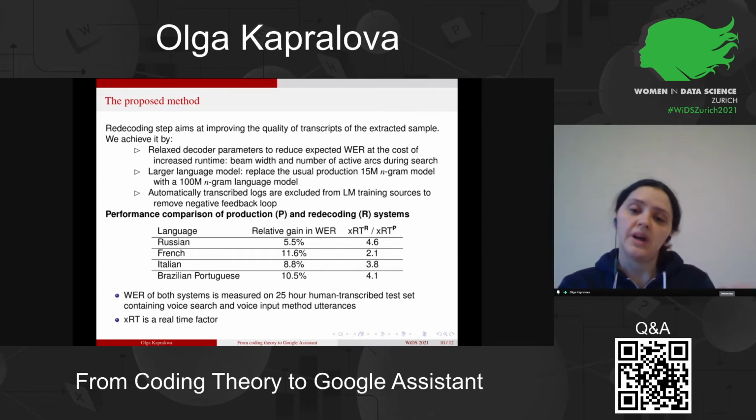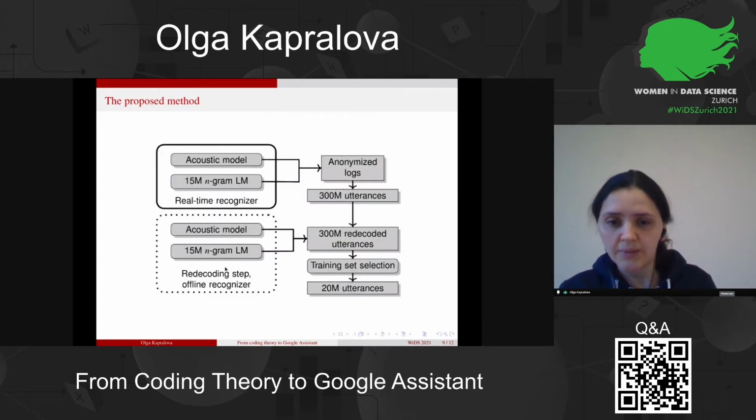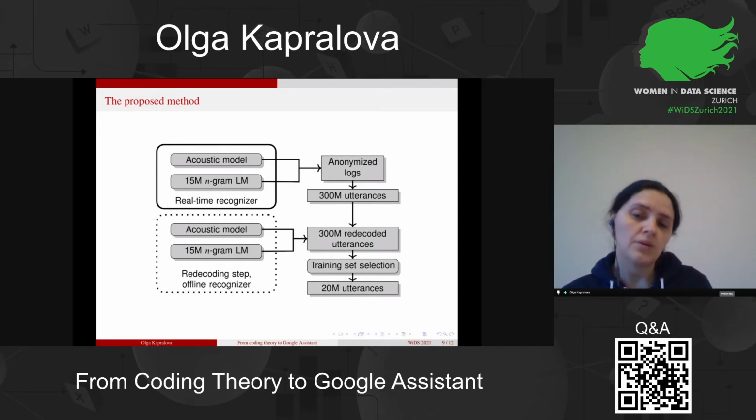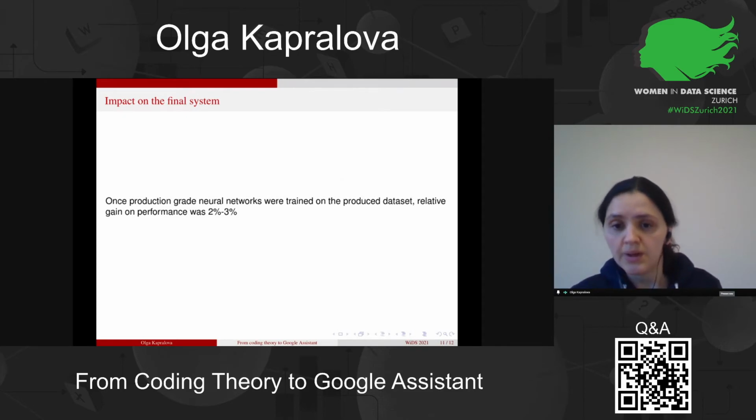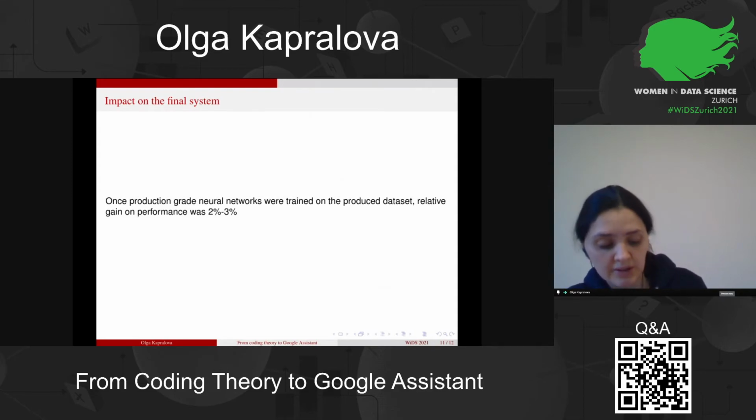But to recap, I constructed this slow system. I used it to retranscribe utterances. I got high quality transcripts, and then I selected a subset of them, a big subset, 20 million, and I trained a new acoustic model on this data. And I achieved in the final production system a significant gain in performance, 2 to 3%, and this was deployed in production across multiple languages. So this is one of the projects that I did in speech.